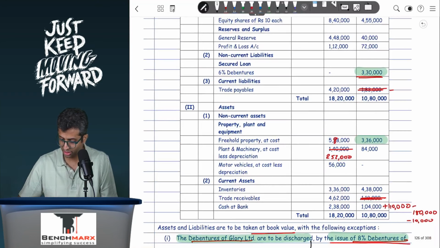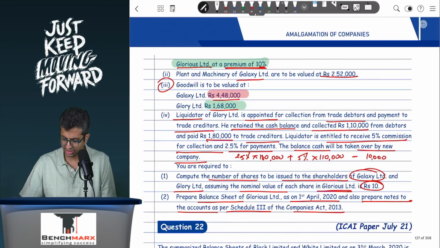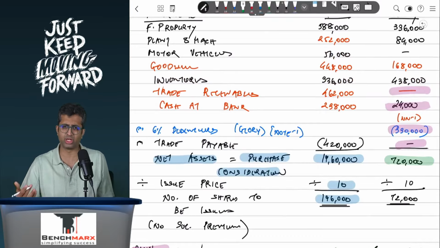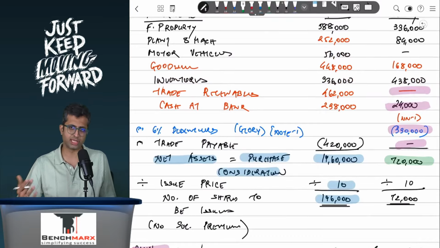So this is 336 plus 84 plus 438 plus 24, all said and done, minus 3 lakh 30, plus 1 lakh 68 for goodwill. So this is, I think, 7 lakh 20,000. If we just verify this over here, can you see 7 lakh 20,000? Perfect. Divided by 10, and that's about it. If you are able to crack this, your question is kind of done. Then you just have to total both of these and that will be your balance sheet.